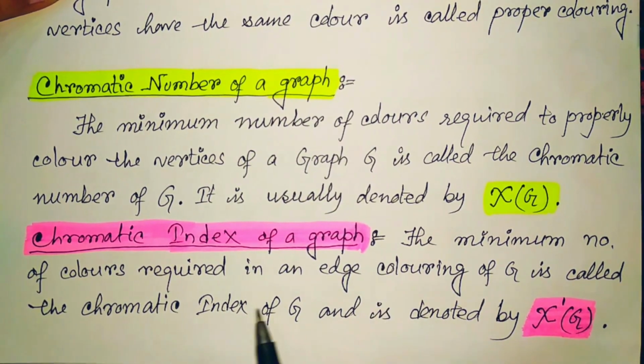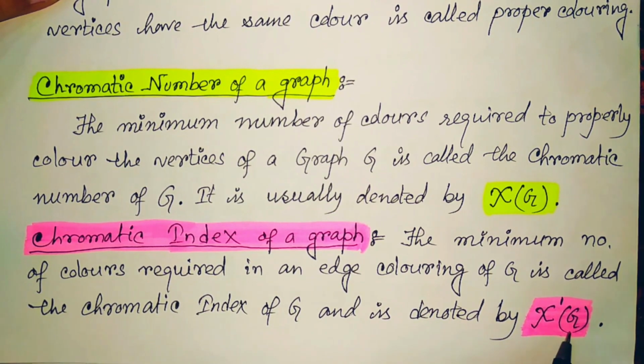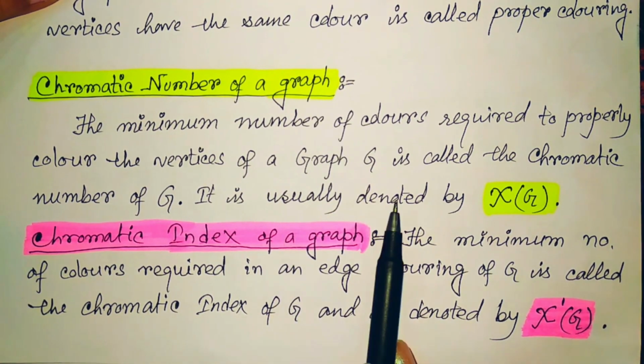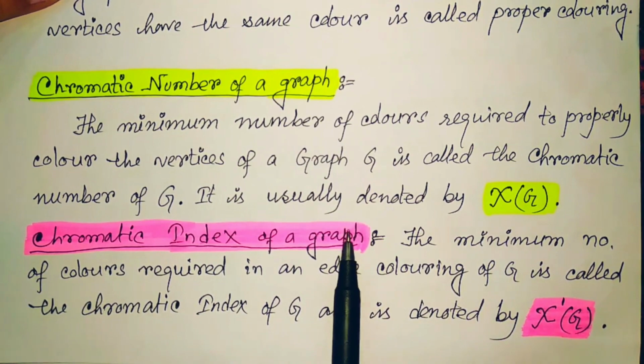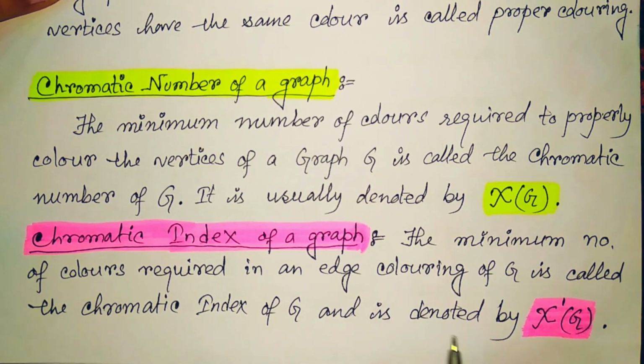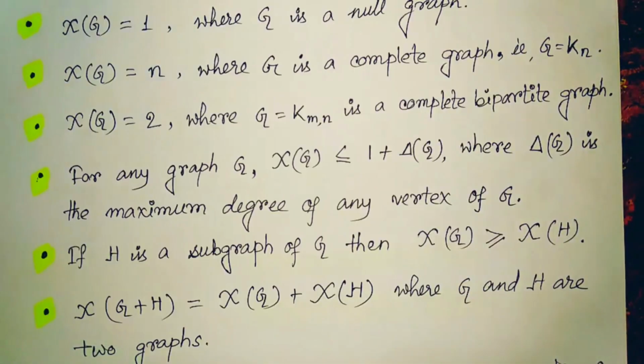Next, it is the chromatic index of a graph. The minimum number of colors required in an edge coloring of G is called the chromatic index of G, and it is denoted by chi dashed G. So the chromatic number is for the vertex coloring and the chromatic index is for the edge coloring.